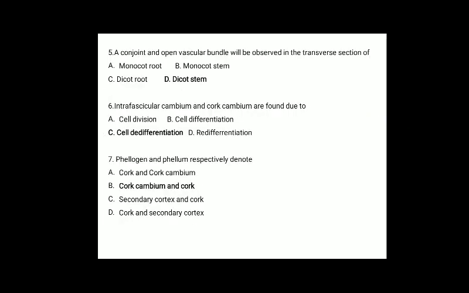Fifth question: the conjoint and open vascular bundles will be observed in the transverse section of monocot root, monocot stem, dicot root and dicot stem. For this the correct answer is dicot stem.